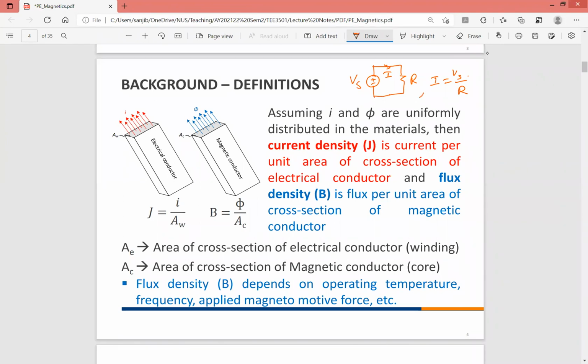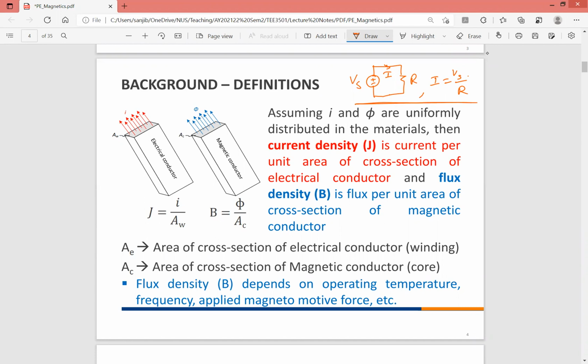Similarly, the magnetic circuit is basically the creation of magnetic flux, right? So the magnetic flux will be created by a source, and the amount of flux can be related in a way similar to the electrical circuit.